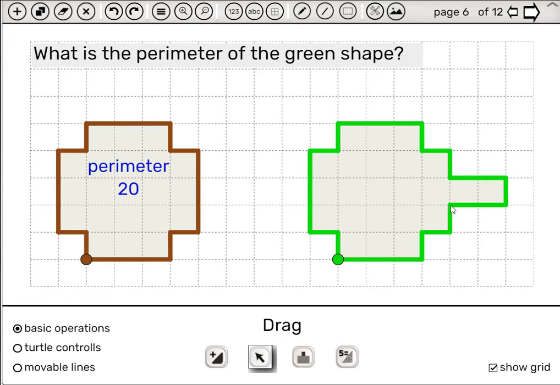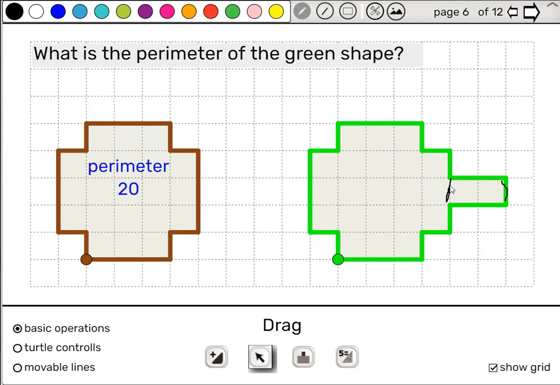So students who get this answer did catch on to the method of focusing on the difference between the 2 shapes. But in the short time they had, they missed a detail that this line can be viewed as coming from here. So the only additions are these 2 segments, 2 plus 2, which is 4. So the correct answer is 24.